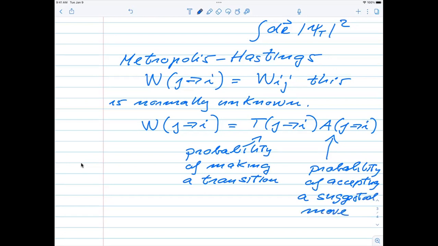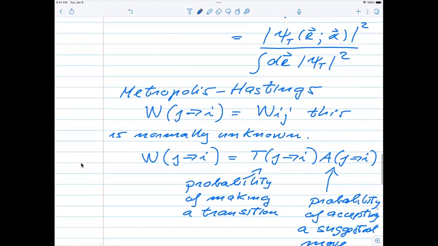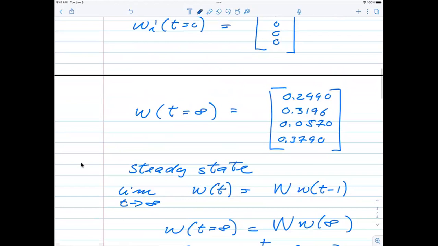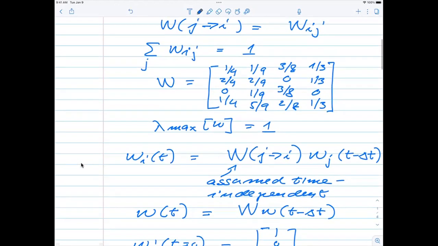As I said, this object which we have, this transition probability, if we look at it in a discretized way, can be an infinitely dimensional matrix. This is normally an object which we do not have knowledge of. The example which I showed you up here is just an example which I made up, just to illustrate the properties of a stochastic matrix.